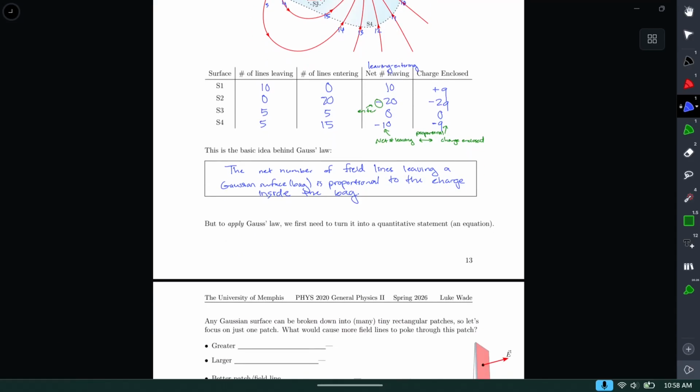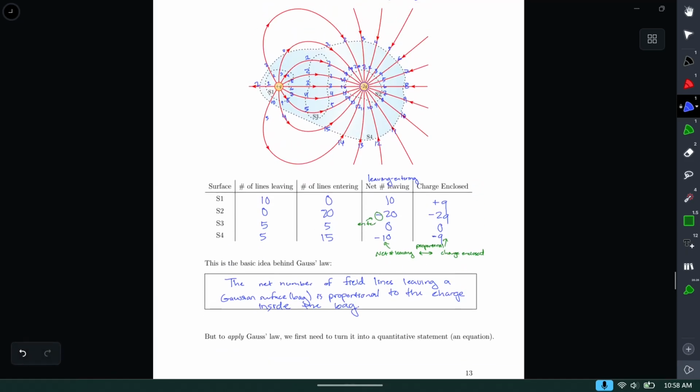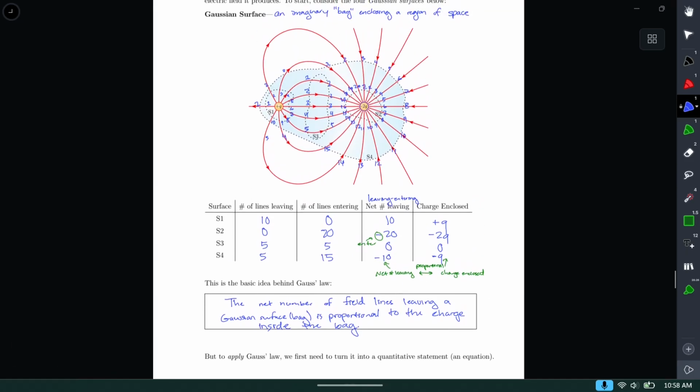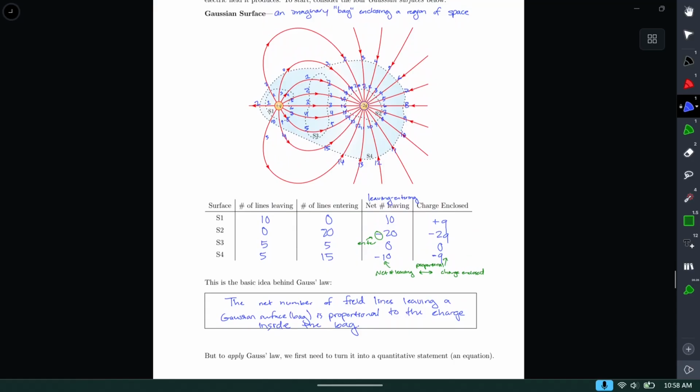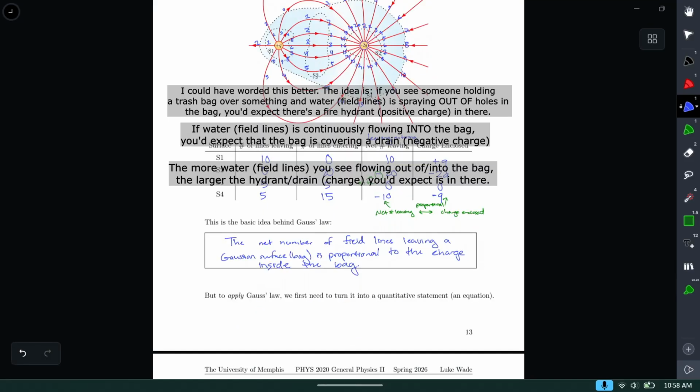I want to give you another way to think about it. You remember we said that we can think of positive charges as fountains of field lines and negative charges as drains. This would be like taking a bag and putting it over a fire hydrant, but then you suddenly see water spewing out of it. You can guess what's inside that bag. So what's going on at the surface of the bag, the water spewing out, tells you something about what's inside the bag, the fire hydrant.